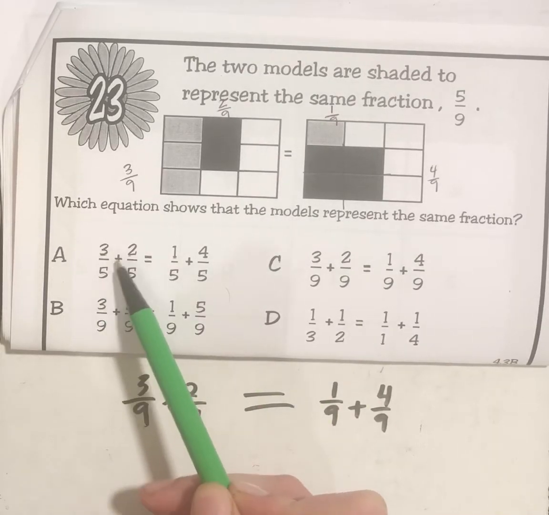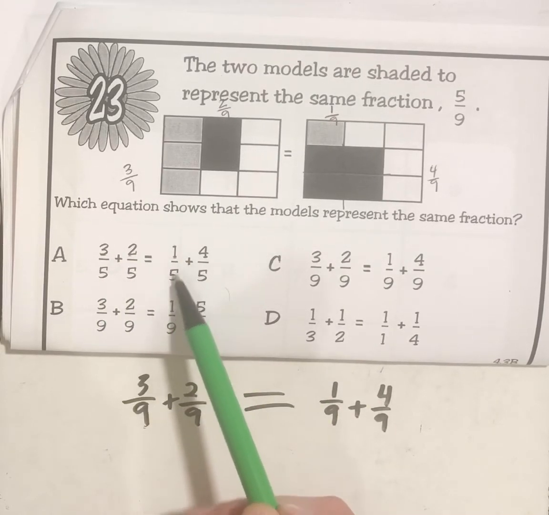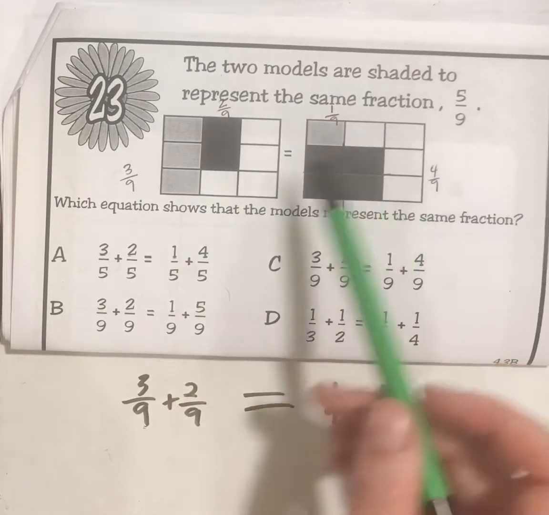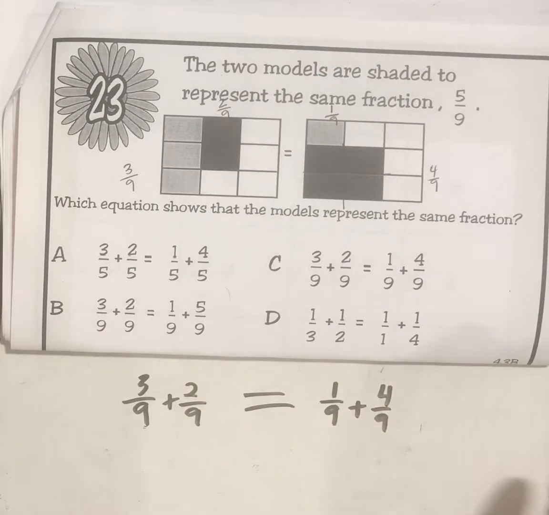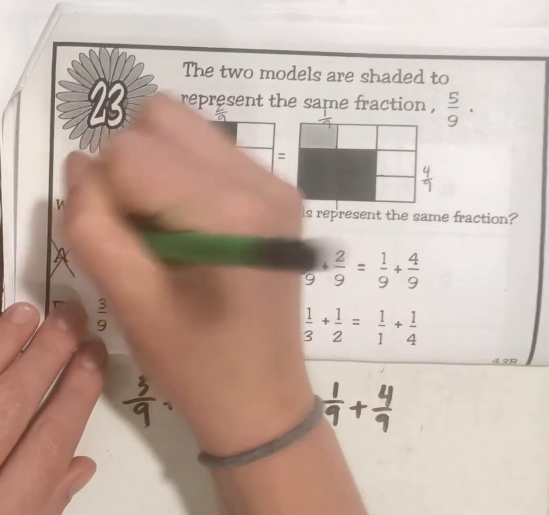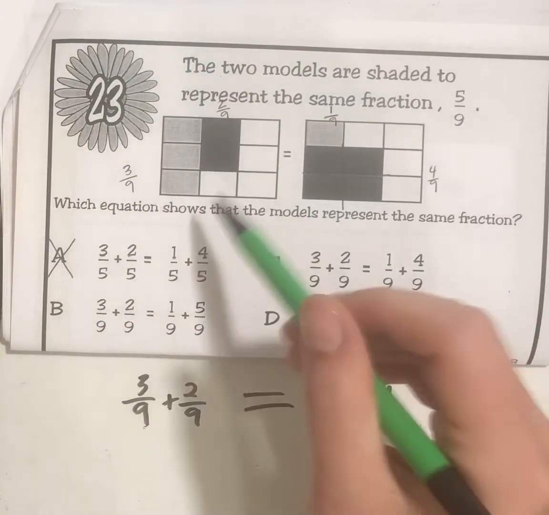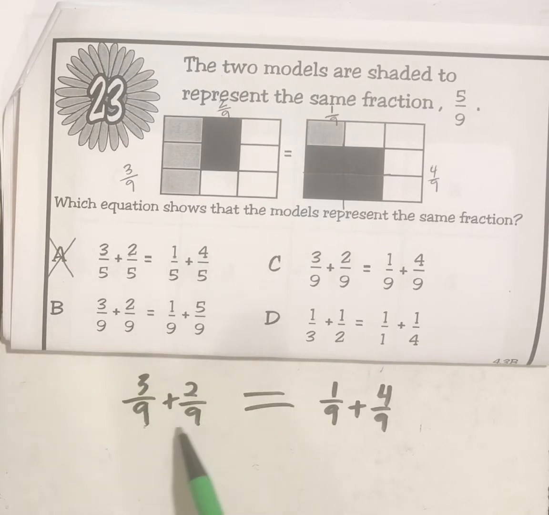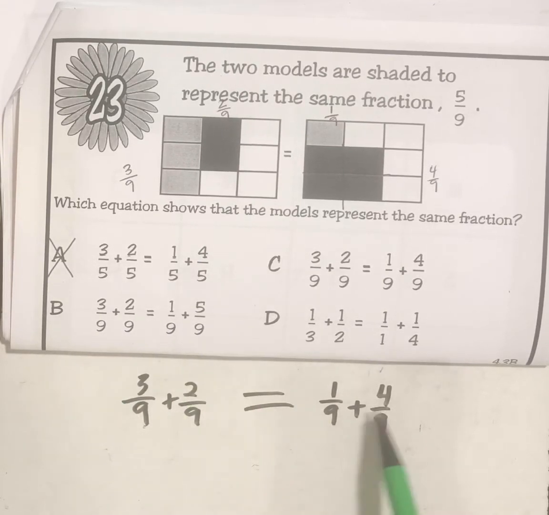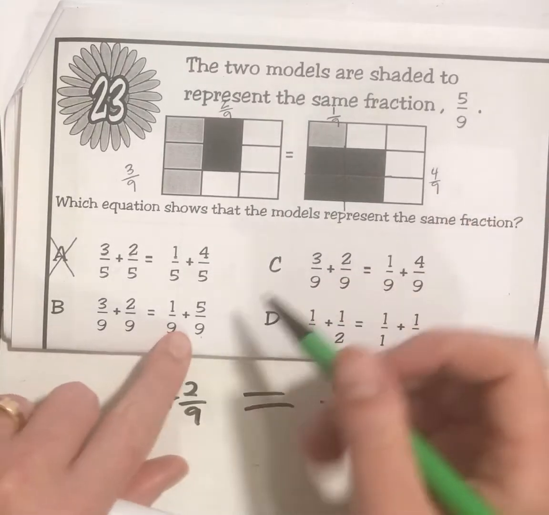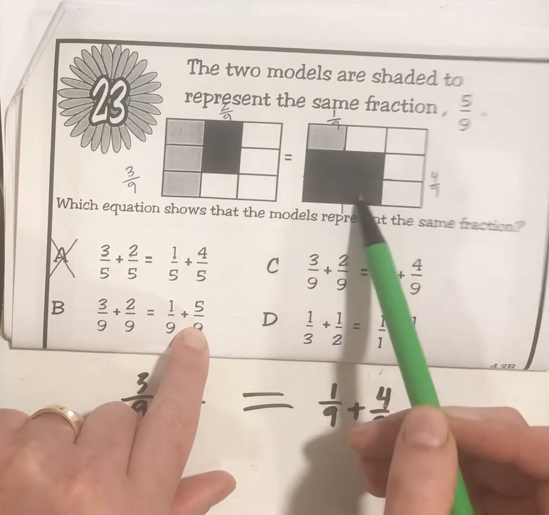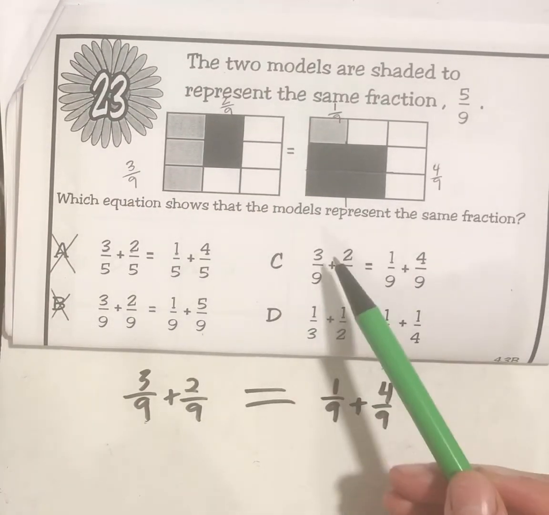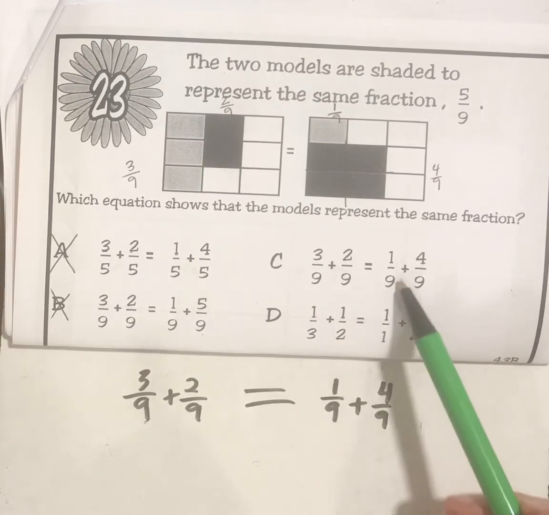A says 3/5 plus 2/5 equals 1/5 plus 4/5. They didn't count all of the pieces. They just looked at how many were shaded. That's wrong because the denominator is how many total pieces there are in the whole shape. So that's wrong. B says 3/5 plus 2/9 equals 1/9 plus 5/9. That's wrong because the darker shade is only 4. That's wrong.